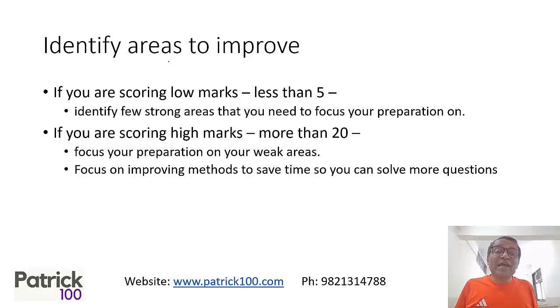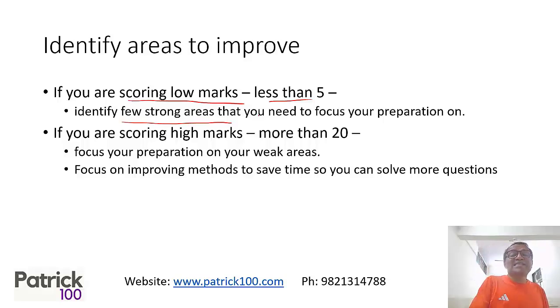Second, how to identify areas to improve. Say you're scoring low marks in a section, say less than 5 marks or something, very low. So what do you need to do? Identify strong areas that you need to focus on, because the key for you will be to clear a sectional cutoff. You need to try to score maybe 10 plus marks. So how do you go from less than 5 marks to more than 10 is what you need to look at.